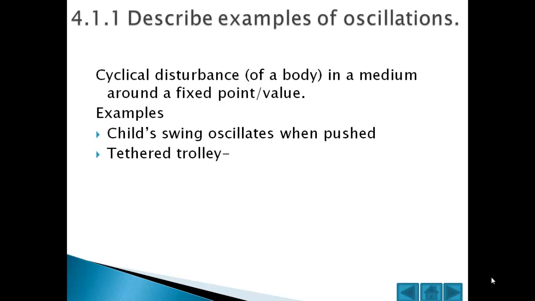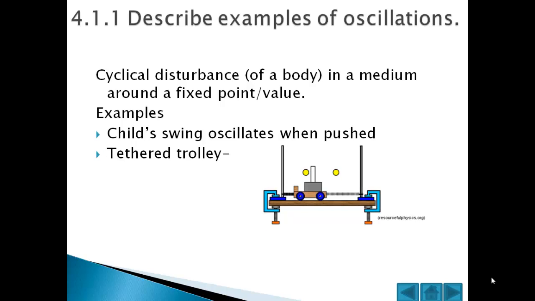A tethered trolley. This is an example of a tethered trolley. You have a trolley which is tethered between two vertical poles, which means it's fixed by a spring on either side. When you hold it to the left, as it is now, there will be a force acting to the right. When it goes to the right to the other side, there will be a force to the left. So it will keep on oscillating between those 2 points. The equilibrium position will be in the middle between these 2 points.